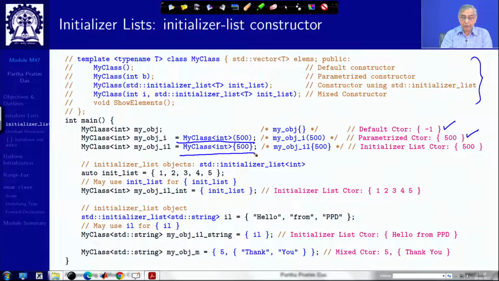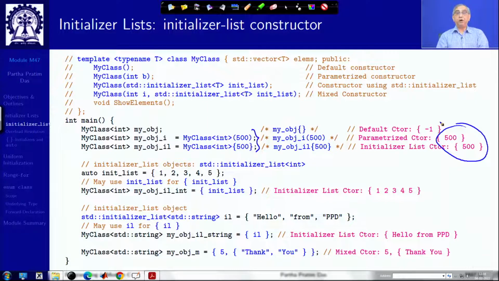If I construct my int with braced initialization, so I have an initializer list containing 500, that will certainly call my initializer list constructor. So you can see that both of these finally give me the same object, containing the same value, but use different constructors.